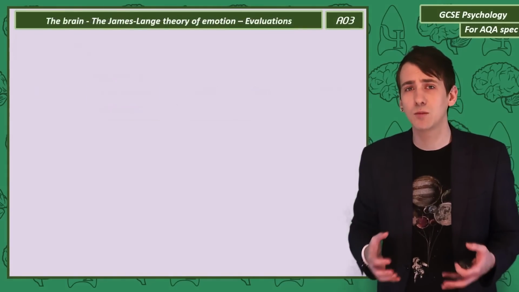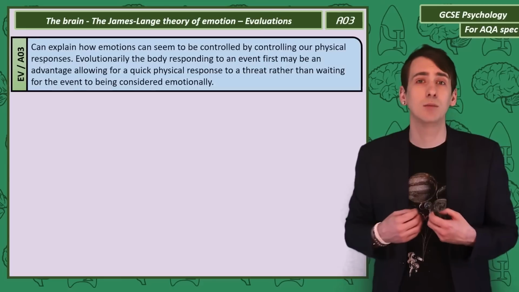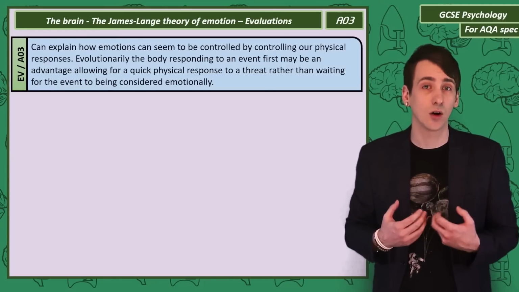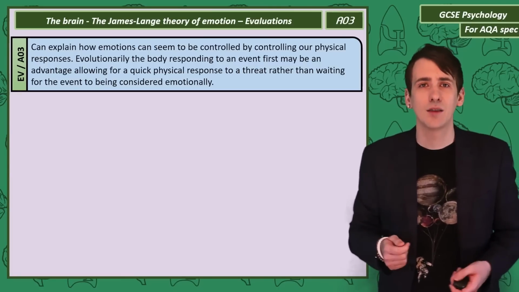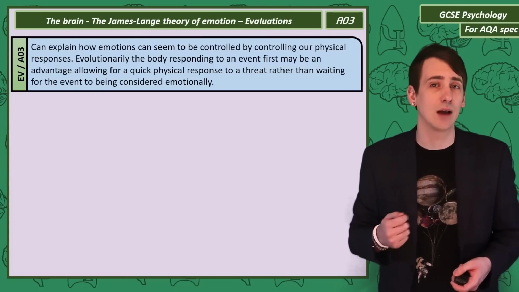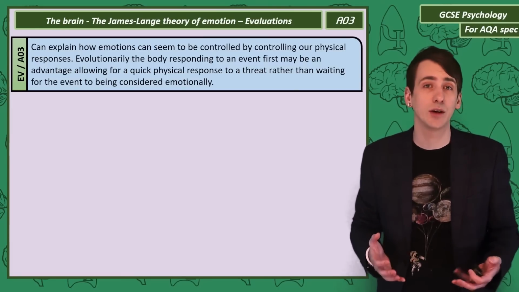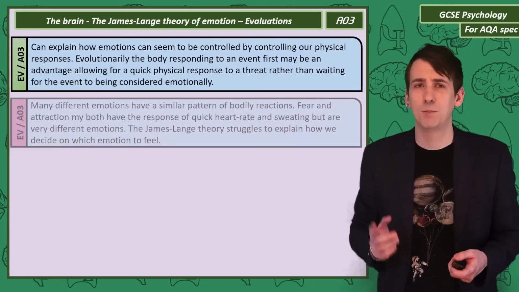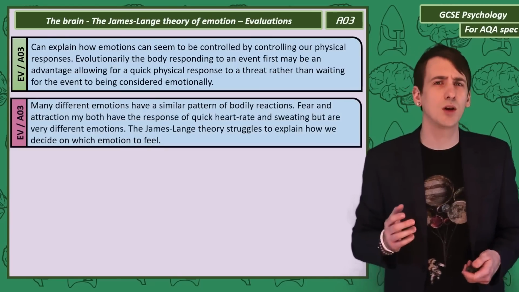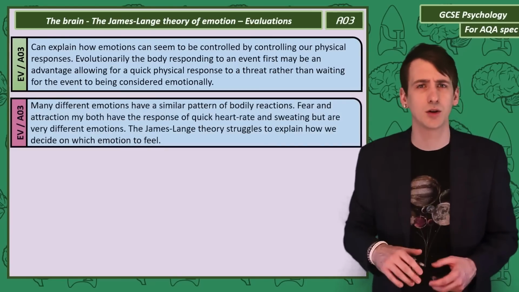Now, the theory does seem to be able to explain how emotions can be controlled by trying to control our physical responses. And it would make sense from an evolutionary perspective that, with a quick response being a matter of life or death, it would make sense for the body to change first, not waiting for a threat to be thought about emotionally. But there are a range of similar body responses to very different emotions.